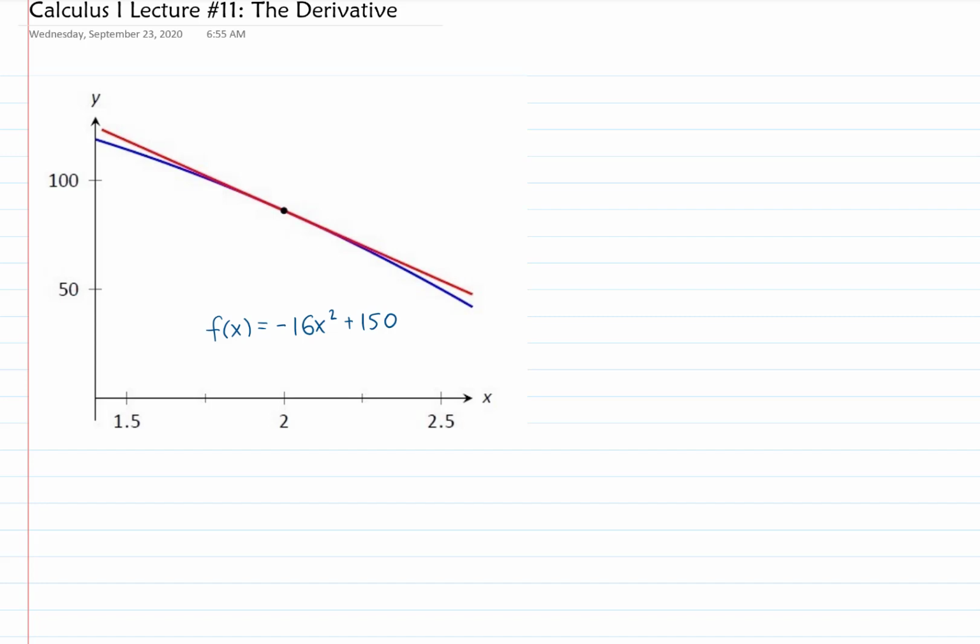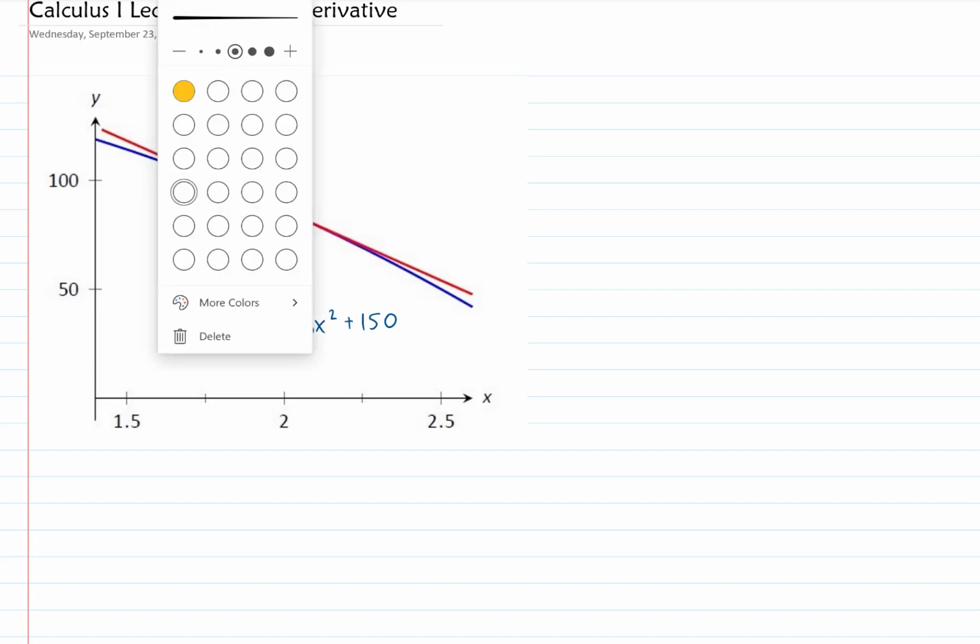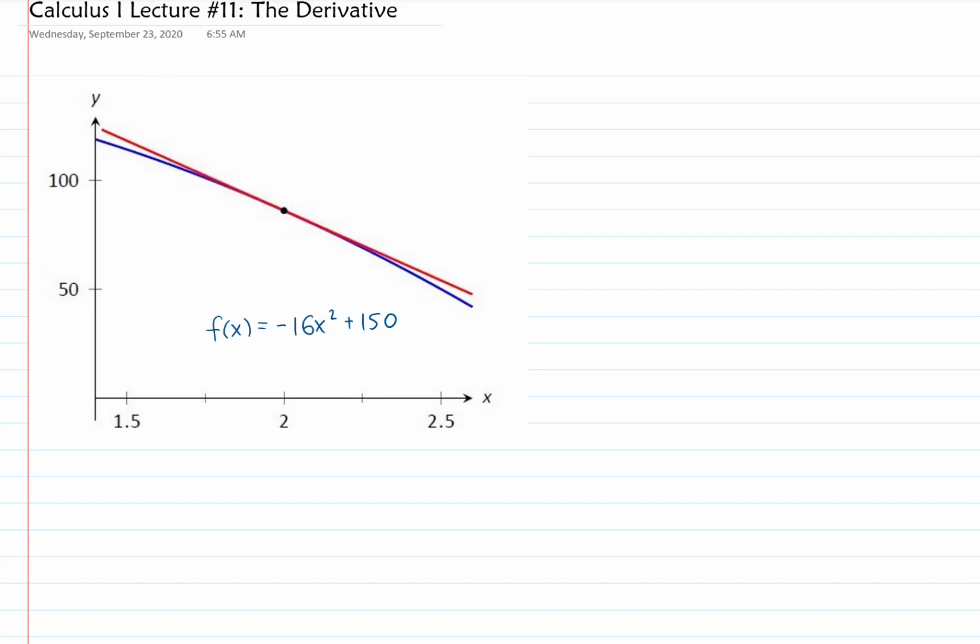Now, it's zoomed really far in. That's why it doesn't look very curved, okay? That picture is zoomed really closely so that we can see this point right here. The point 2, 86.